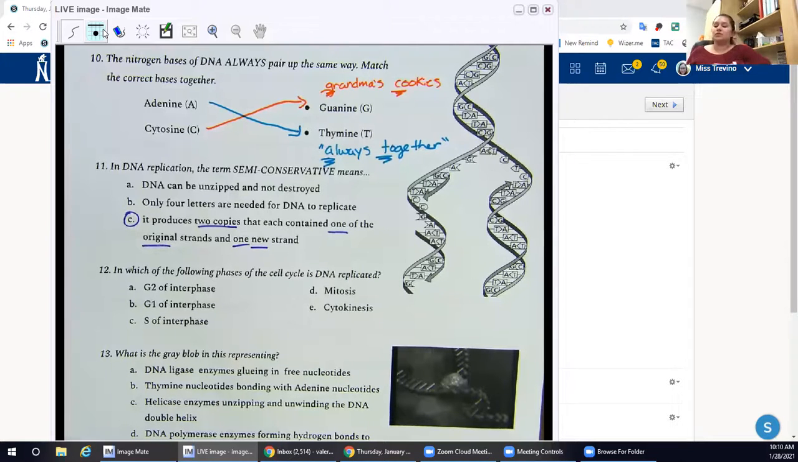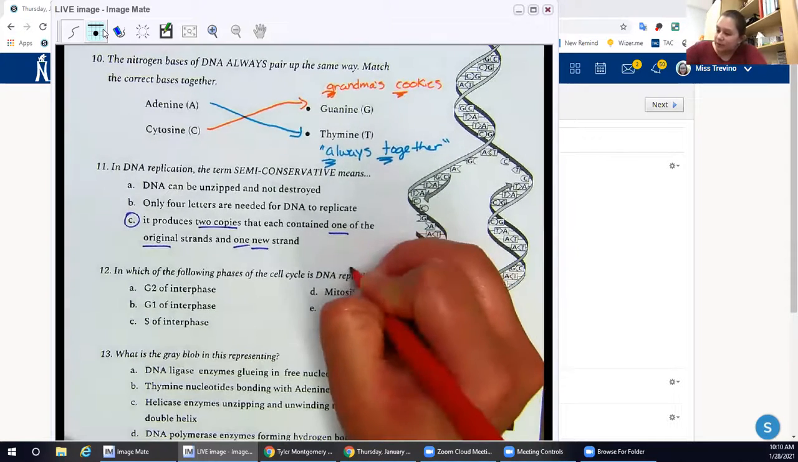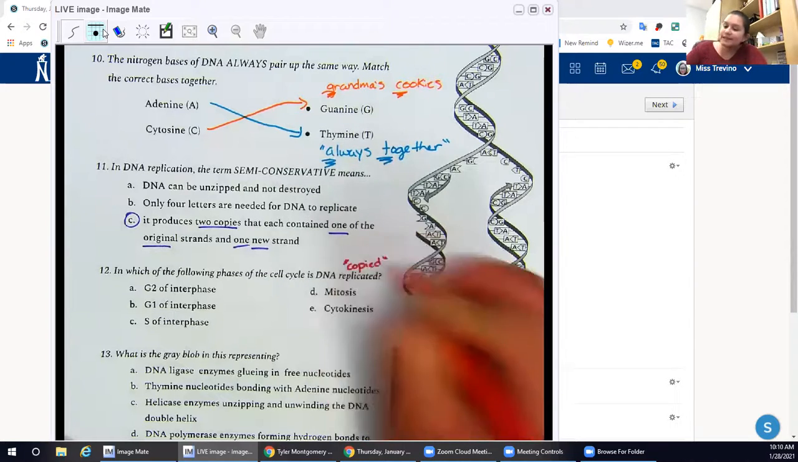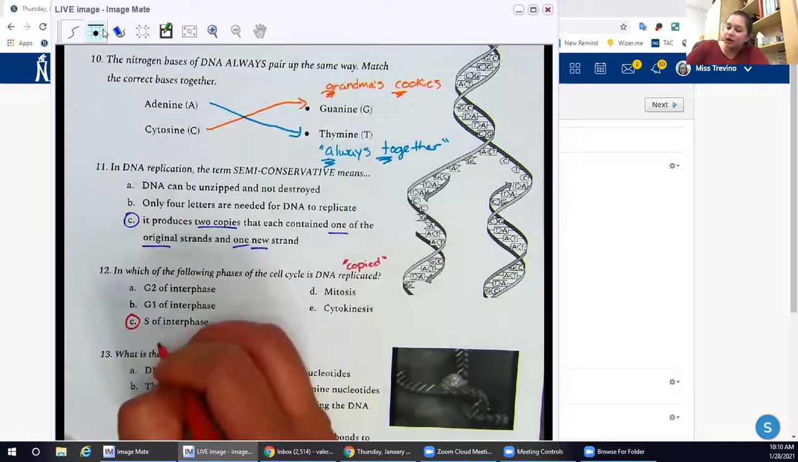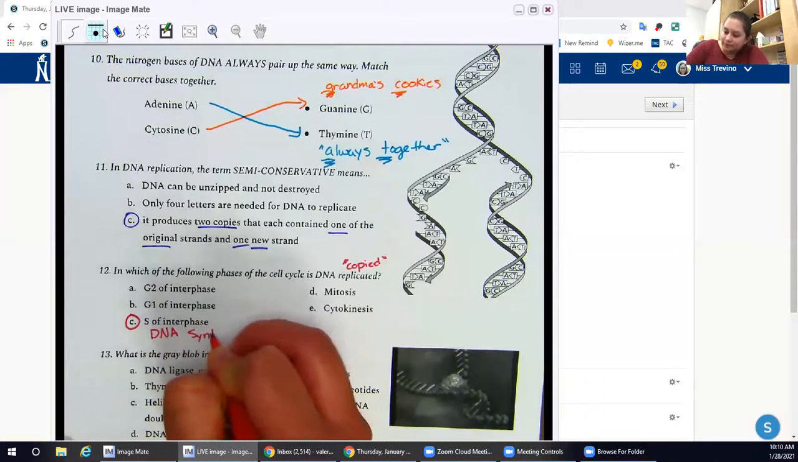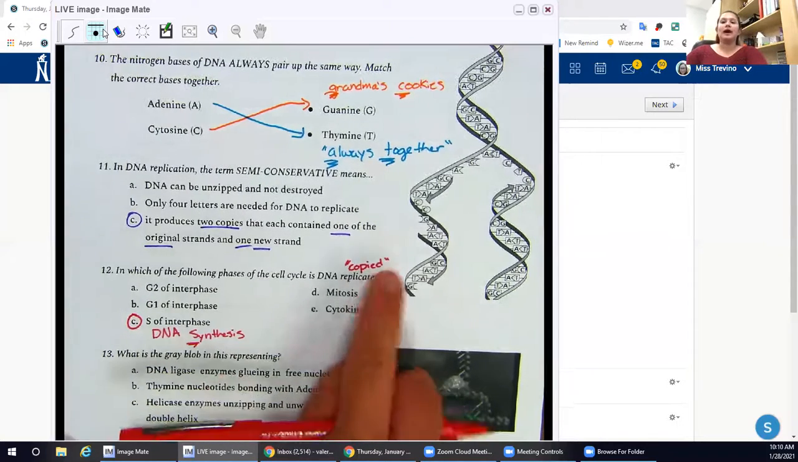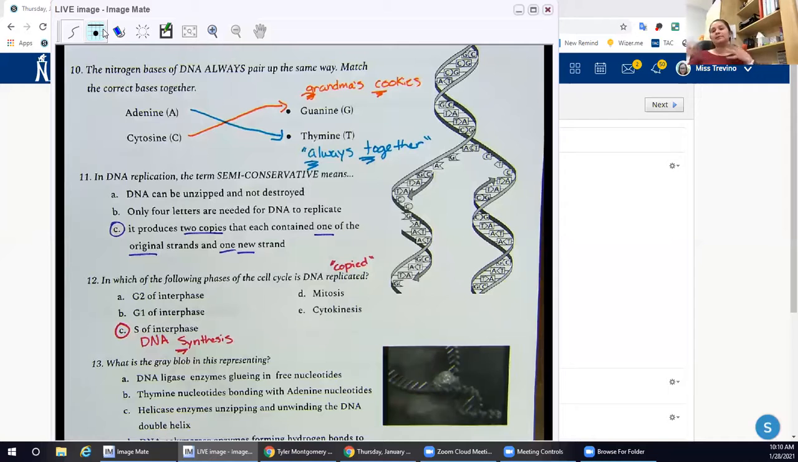All right, number 12, in which of the following phases is the cell cycle and DNA replicated? So we want when DNA is copied, that's what replicated means, copied. And that's going to be the S phase. That's what we call DNA synthesis. Synthesis, replicated, copied, they all mean the same thing: to make something, to copy something, to replicate something.